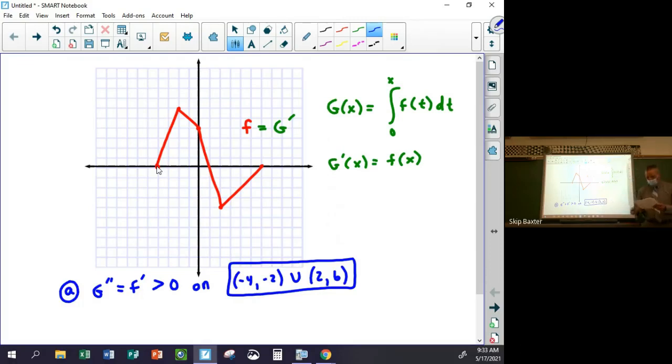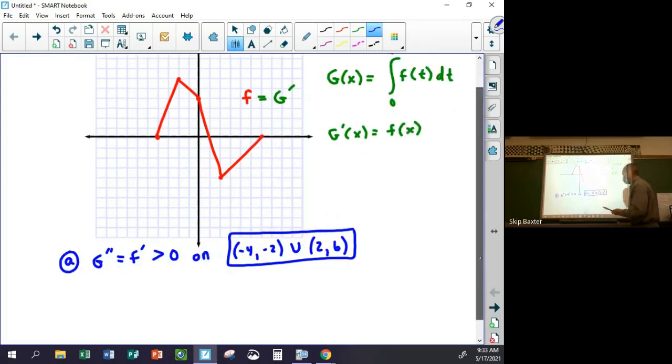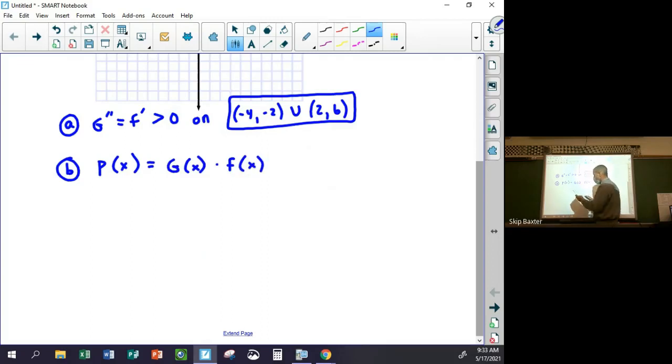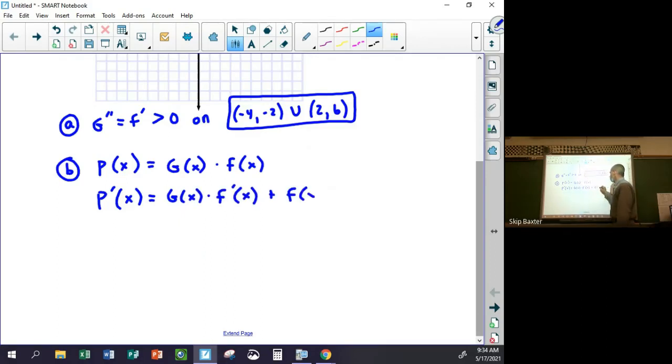Part B, it says, let P be the function defined by P of x equals g of x times f of x. And they want you to find P prime of 3. So this is a pretty standard problem where they define another function, and they're just testing you to see if you remember to use the product rule or the chain rule or the quotient rule or whatever it happens to be. This is the product rule. So it would be the first times the derivative of the second plus the second times the derivative of the first. And then you just plug in 3 for all these x's.